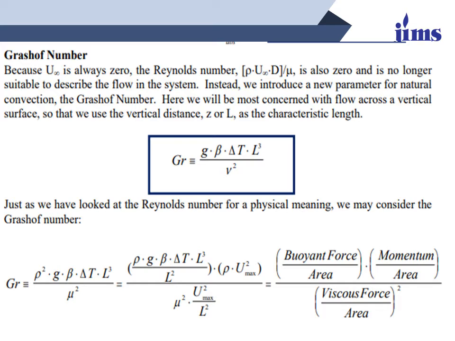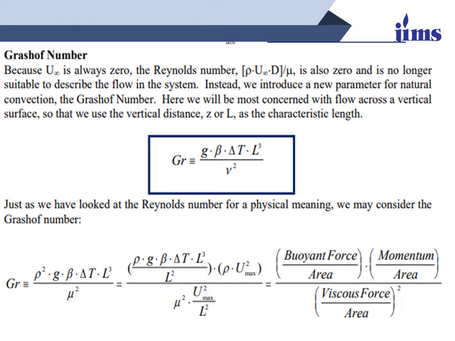So Gr is equal to g beta delta T L cubed over nu squared, where L is the characteristic length, beta is the thermal expansion coefficient, and delta T is the temperature difference. The role of the Grashof number in free convection is the same as that of the Reynolds number in forced convection. Critically, the Grashof number for the flow of air over a flat plate has been observed to be approximately 4 multiplied by 10 to the power 8.